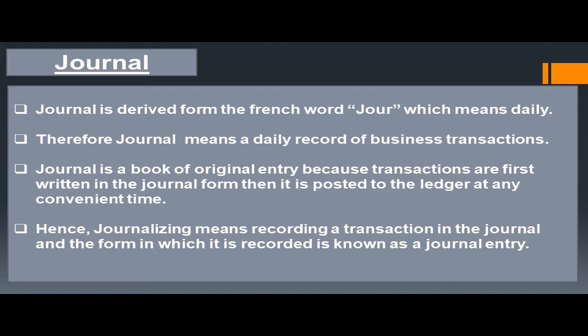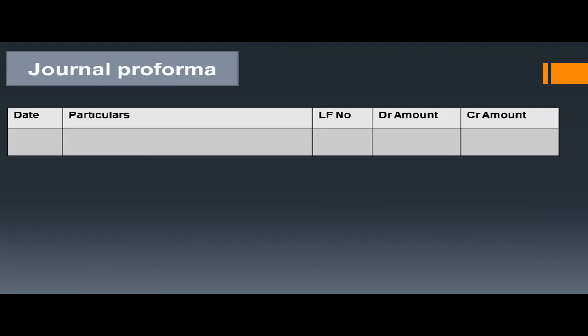Journal is derived from the French word jour, which means daily. Therefore, journal means a daily record of business transactions. Journal is a book of original entry because transactions are first written in the journal form and then posted to the ledger at any convenient time. Hence, journalizing means recording a transaction in the journal, and the form in which it is recorded is known as journal entry. Now we'll see journal proforma.